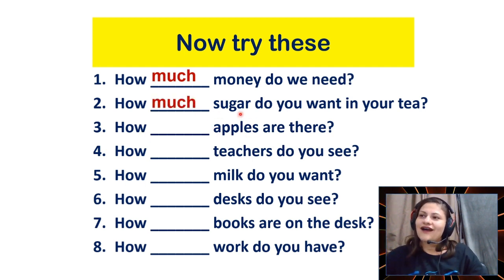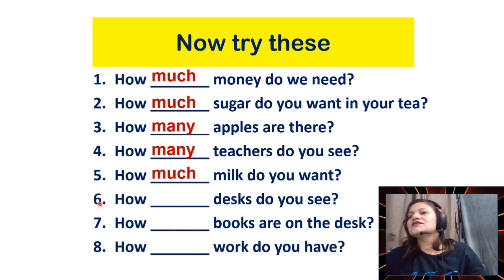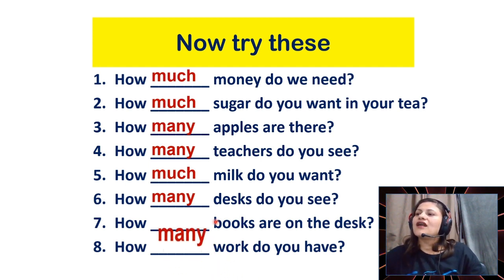Apples. Apples I can count. It's plural. Remember? How many apples are there? Number 4, teachers. Yes, teachers I can count too. So how many teachers do you see? Number 5, how milk. Milk I can't count, guys. So how much milk do you want? Number 6, how desks. Desks I can count. So how many desks do you see? 7 books. Books I can count. So how many books are on the desk?